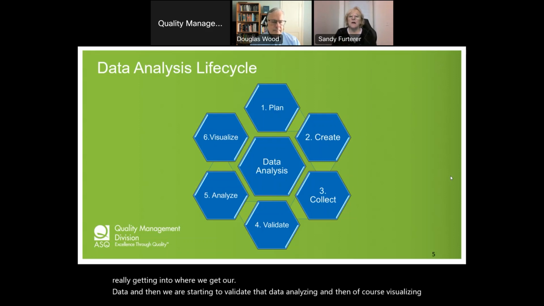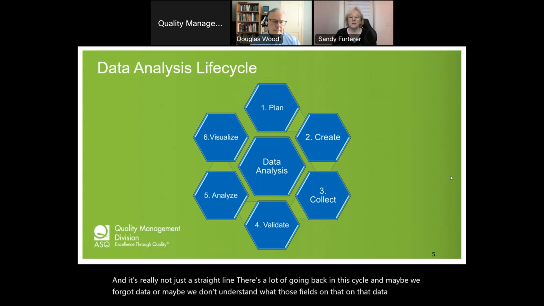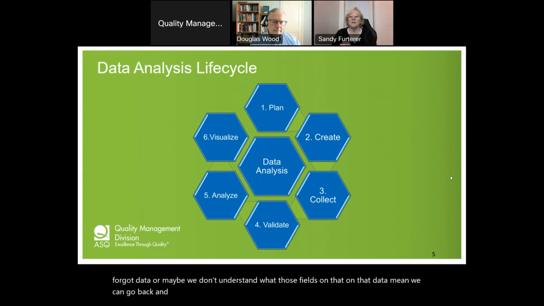And it's really not just a straight line. There's a lot of going back in this cycle, and maybe we forgot data, or maybe we don't understand what those fields on that data mean. We can go back and redefine it, redefine our understanding of that data, and then kind of keep circling back around.